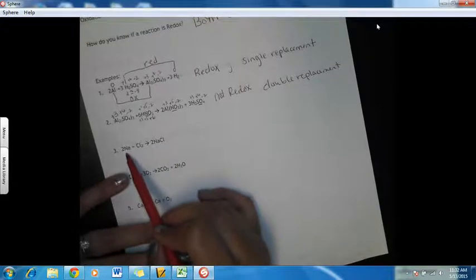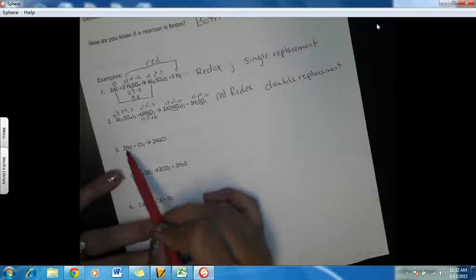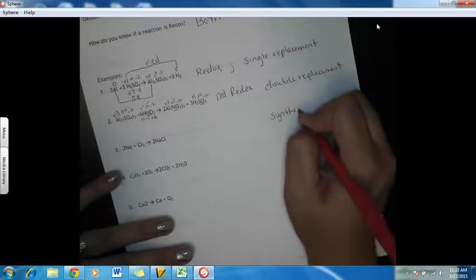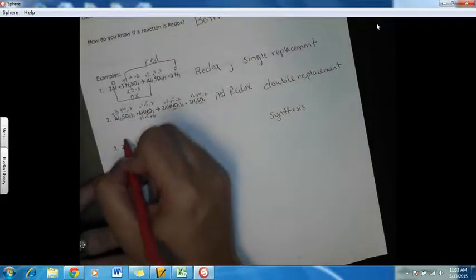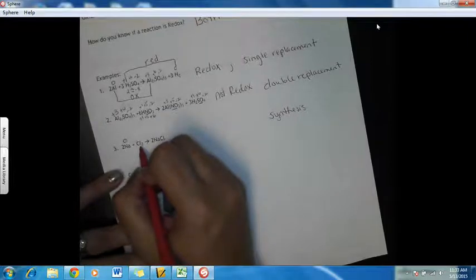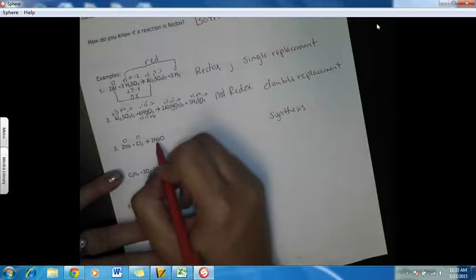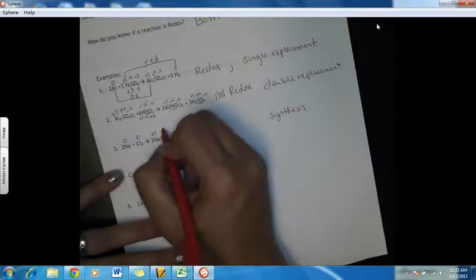The element sodium plus the element chlorine makes a compound, sodium chloride. Before we called this synthesis, right? Well, sodium's an element, its oxidation number is 0. Chlorine's an element, it's diatomic, still an element, 0. Over here, sodium's in group 1, right? So that's a plus 1. Now since sodium's plus 1, that means chlorine's got to be what to make that 0, right? Minus 1.